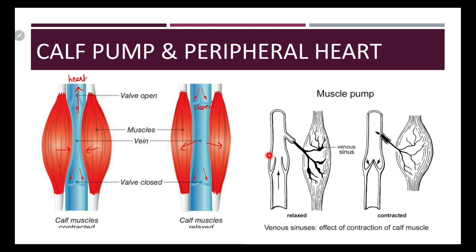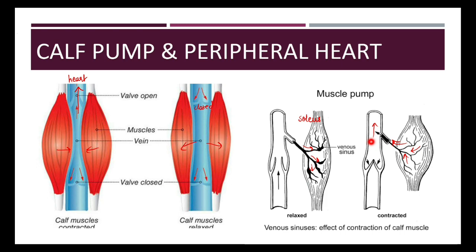Then peripheral heart. The soleus muscle contains venous sinuses filled with blood. When the soleus muscle contracts, it pumps the blood from its large venous sinuses into the deep veins, and when it is relaxed, it sucks the blood from the superficial veins and the venous sinuses within it are refilled. The unidirectional flow is maintained by the valves in the perforating veins. Hence, the soleus is sometimes referred to as the peripheral heart.